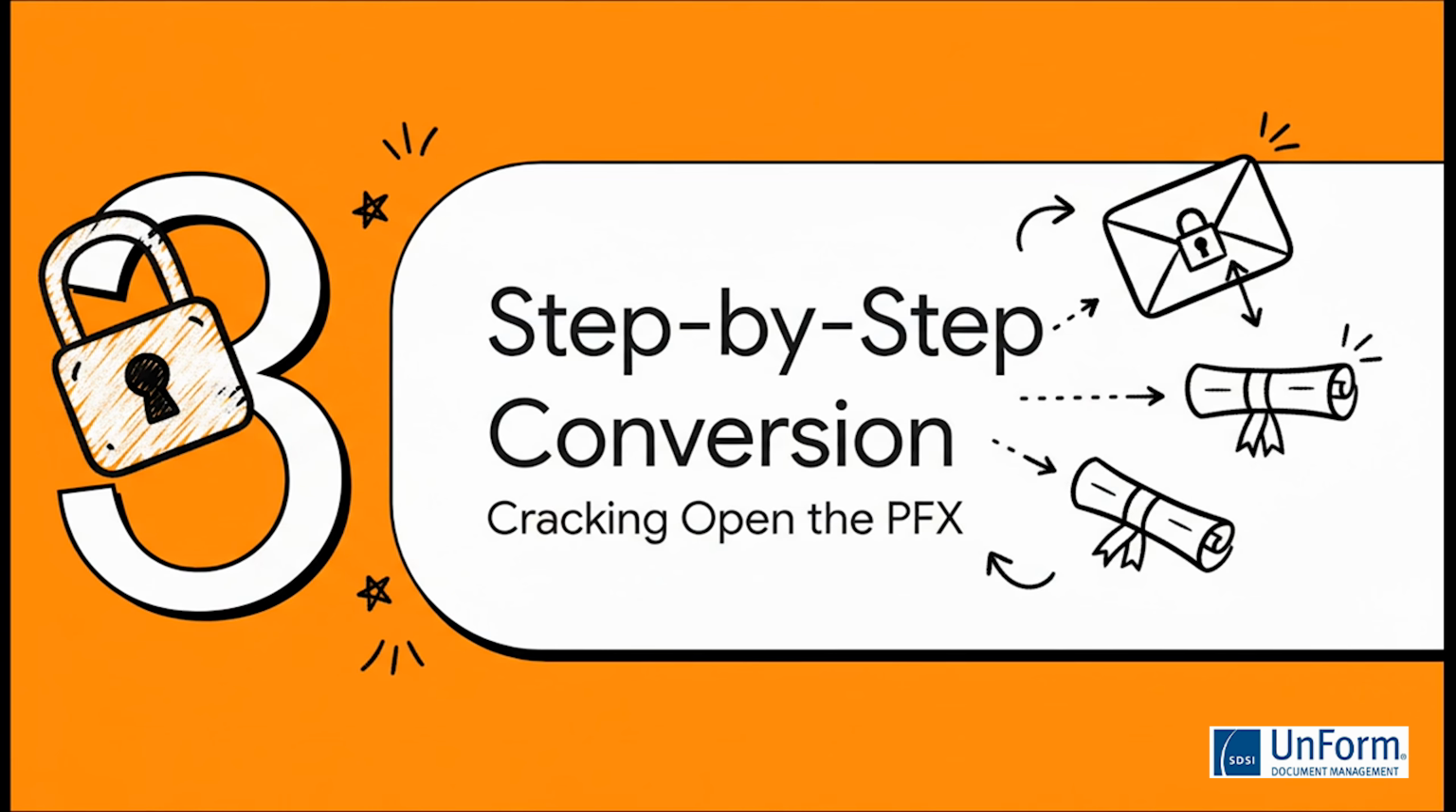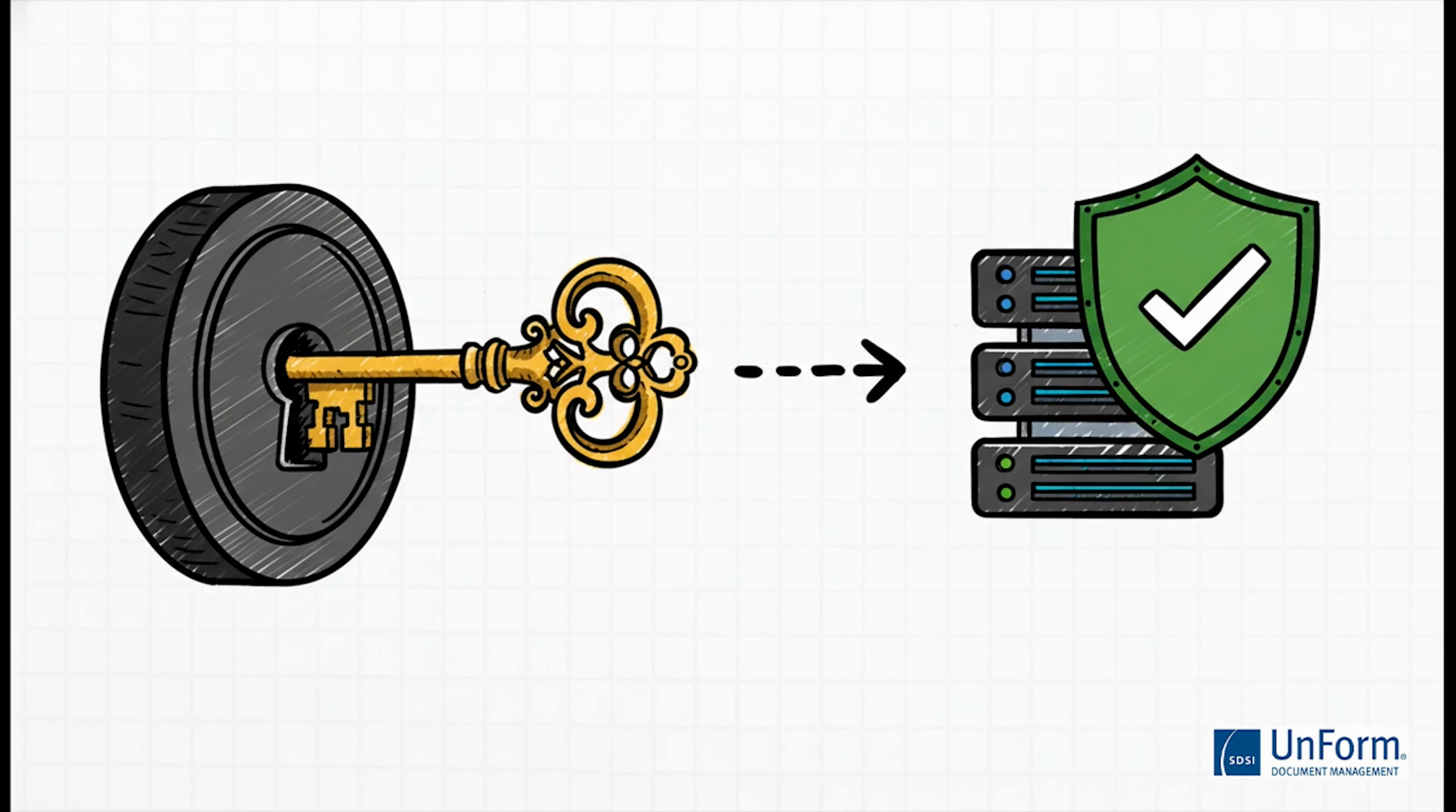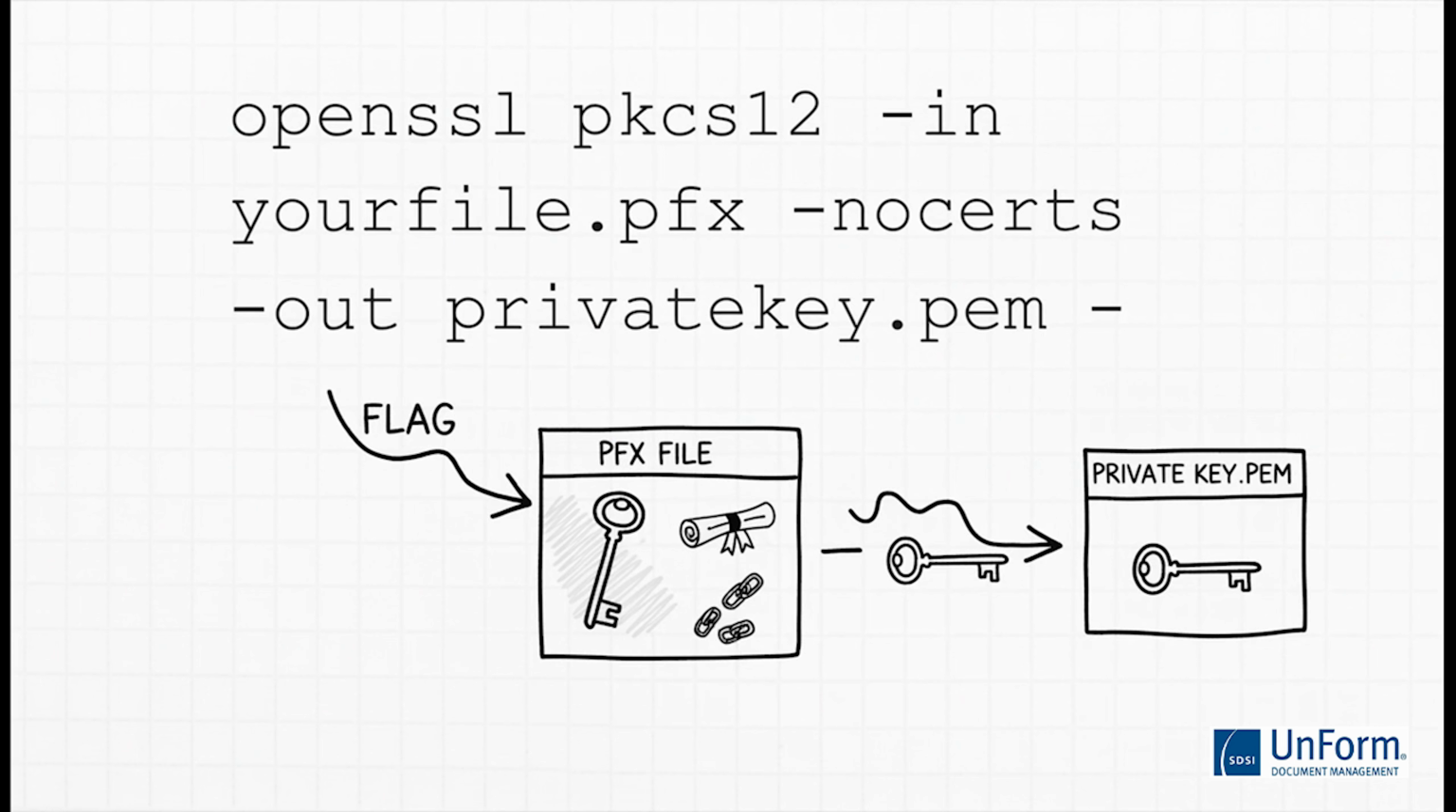It's time for the main event. We're going to take our digital crowbar to that pfx file and crack it open. Our goal is to pull out three specific things: the private key, the public certificate, and the certificate chain. First up, and this is the most important one, we need to extract the private key. This is the secret sauce, the crown jewels of your certificate that proves your server is who it says it is.